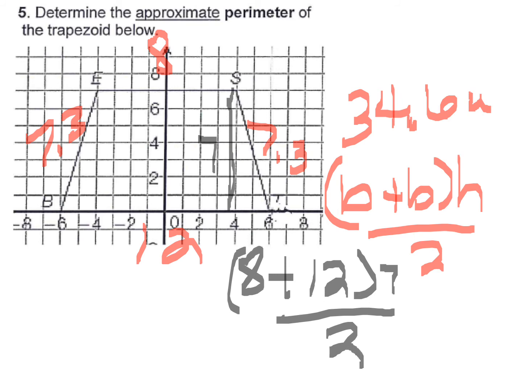And so now, put this in the calculator first. 8 plus 12, that's 20 times 7 divided by 2 gives you 70 for the area. So that'd be square units. This was area down here. All right, we might have either one on the test, so be careful.